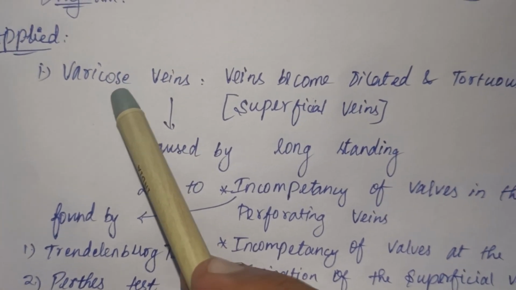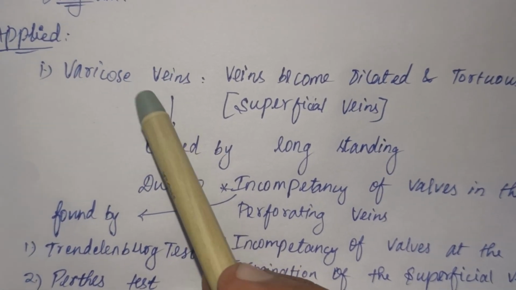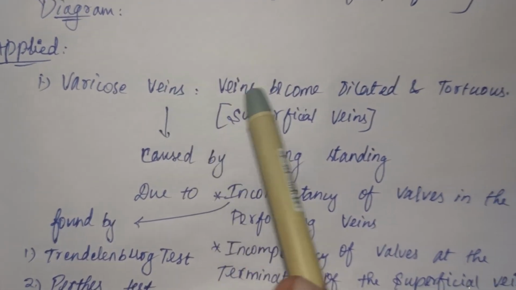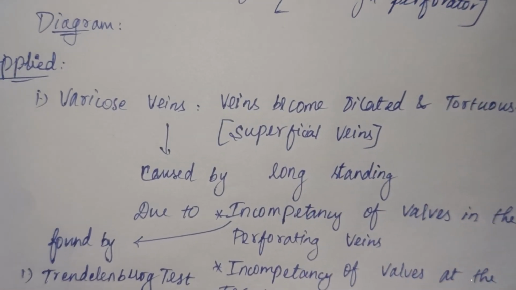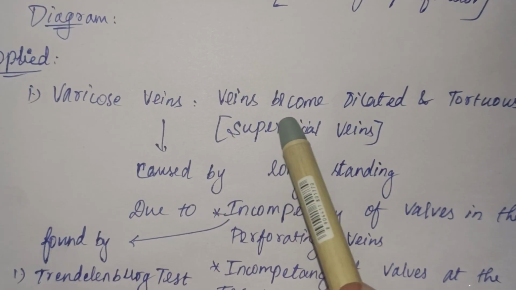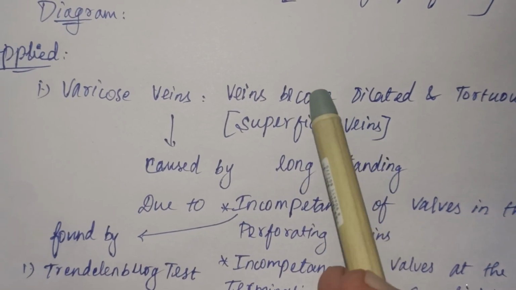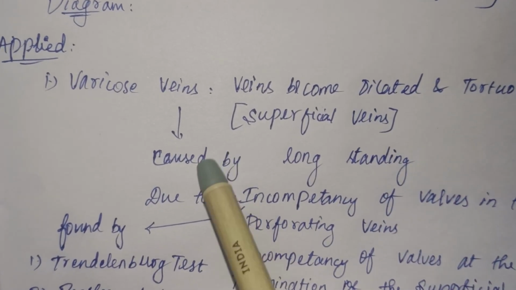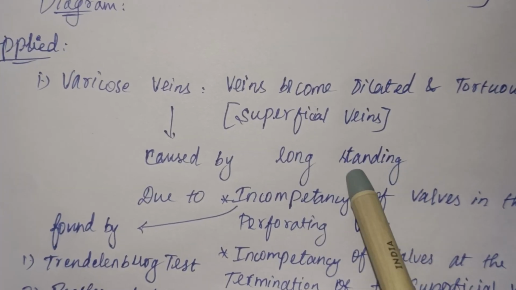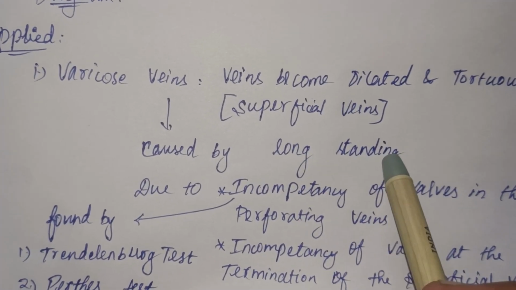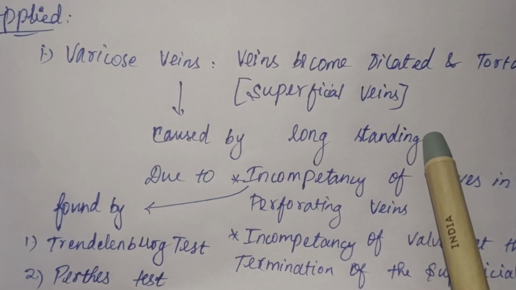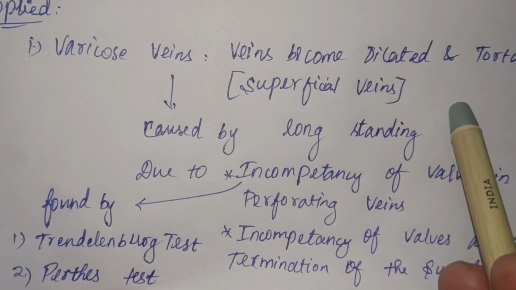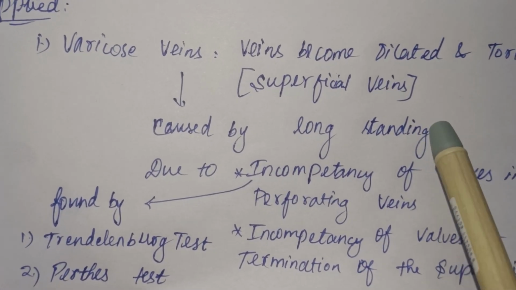First of all, varicose vein is the most common type of applied aspect of the great saphenous vein. In this case, veins become dilated and tortuous. Mainly which veins? The superficial veins get dilated and tortuous. It is caused by long standing. It is present in people like nurses, teachers, and long-standing people like traffic policemen.